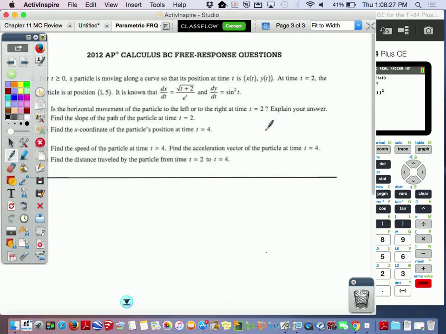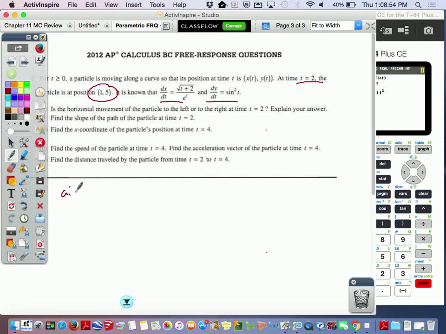And the 2002 parametric FRQ equation. So initially, similar information is given to us that has been given to us in the other problems. We've got dx dt and dy dt, and it also tells us this position (1, 5) at time t equals 2. So we'll definitely be asked to find a coordinate at a different point with given that information.